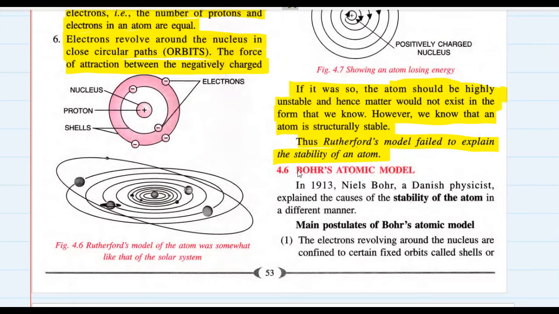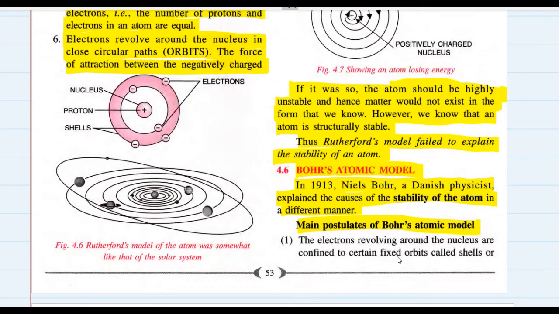And then came, in 1913, Niels Bohr. Niels Bohr, a Danish physicist, explained the causes of stability of atom in a different manner. So let's study about Bohr's atomic model. What did Bohr tell? So, the main postulates of Bohr's atomic model.